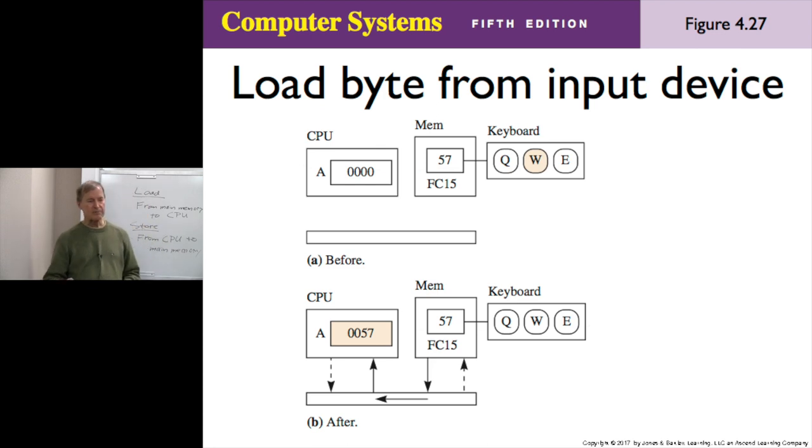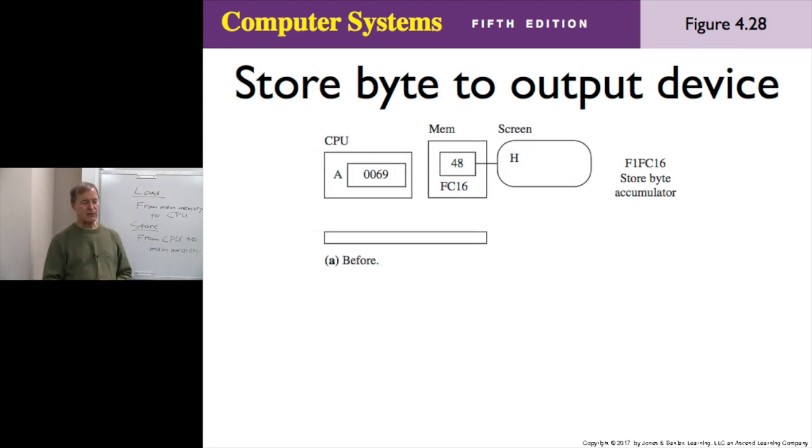What about the output? According to figure 4.28, where is the output, the screen stored? Where is the monitor stored for the output stream of characters? At what memory location? FC16. So notice that in the accumulator, the right half of the accumulator is 69.